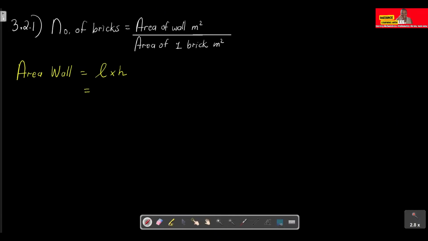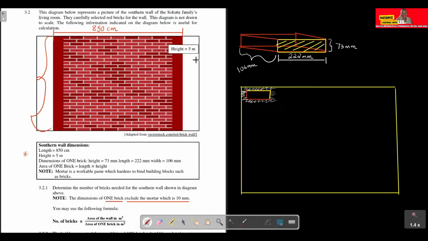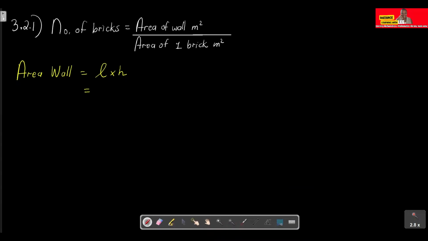Okay, and then what is the length of the wall? The length of the wall, guys, remember, was given in centimeters. So we need to convert these centimeters into meters. The height is already in meters, so we don't have to worry about that. All we need to do is use that method that I showed you, guys, to help us convert from centimeters to meters.